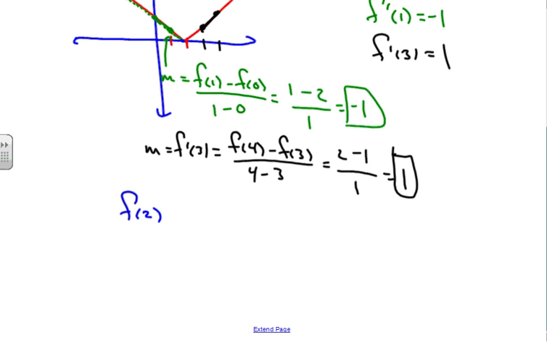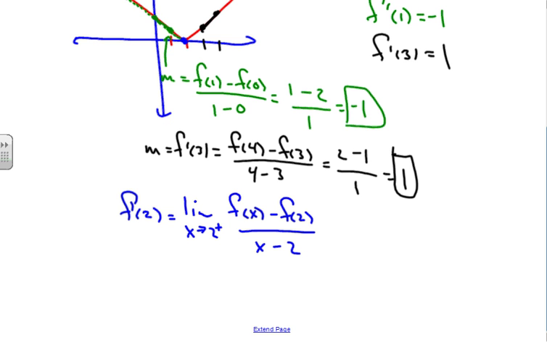Now, 2 right here, there's something a little weird there. If I want to find the slope at 2, well, 2 is what we refer to as a corner. And if we apply the limit definition of a derivative, so if we take the limit as x approaches 2 from the right, we'll have f of x minus f of 2, over x minus 2.